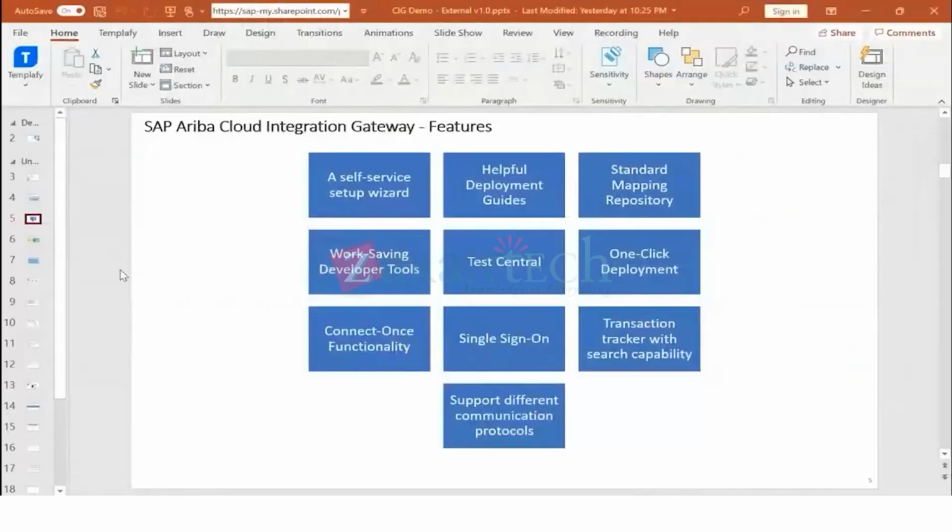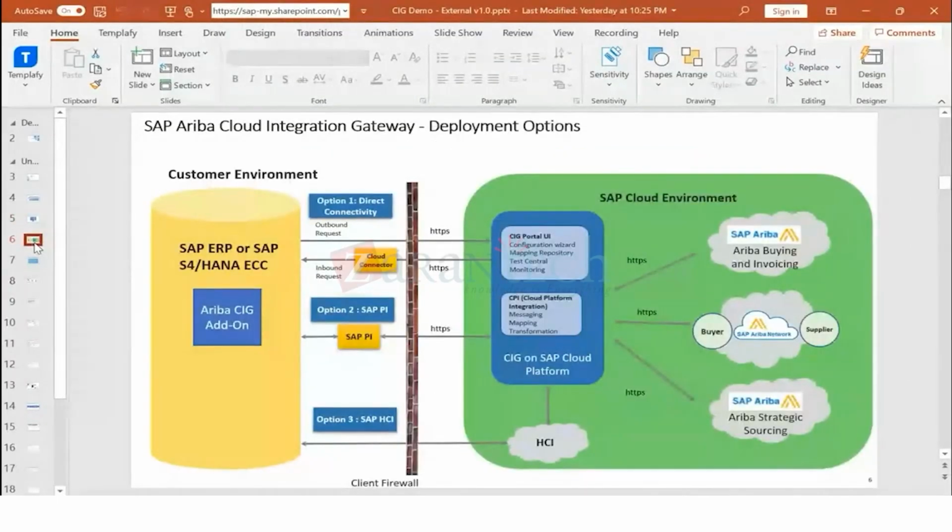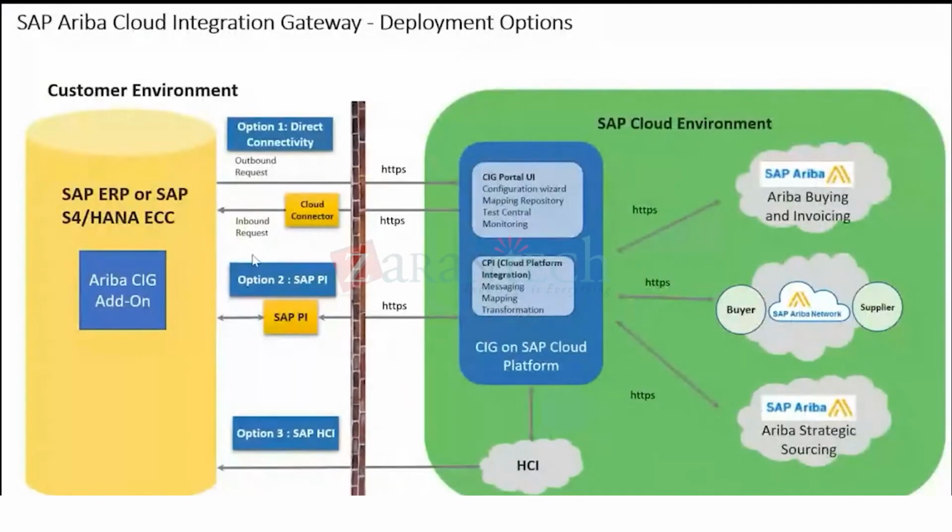Okay, so let me just quickly go into this deployment option, and in this particular slide, I will also cover what is the architecture of this Ariba CIG. On the left hand side, what you see is the backend ERP system, and on the right hand side, we have this Ariba solution that is hosted on cloud, or these are cloud applications. So Ariba CIG is also a cloud offering from SAP, and similar is Ariba sourcing, buying, and Ariba Network. So we have three kinds of deployment options that are provided for any customer.